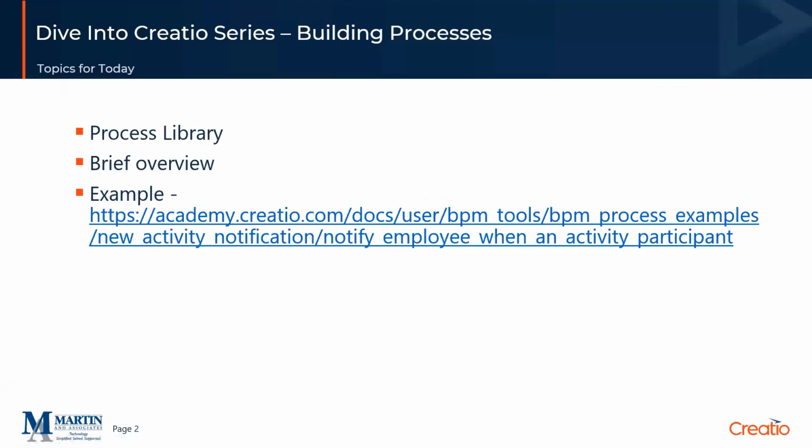All right, so today we're going to cover processes and the beginnings of how to start developing your own processes, how they work, and how they can be started. We'll dig into the process library, which is where everything is found in Creatio. We'll do a brief overview of the pieces of a process, and then we'll dig into an example found on the Creatio Academy site, where we'll be notifying an employee when they have been added as an activity participant. And we'll walk through building that to give you an example.